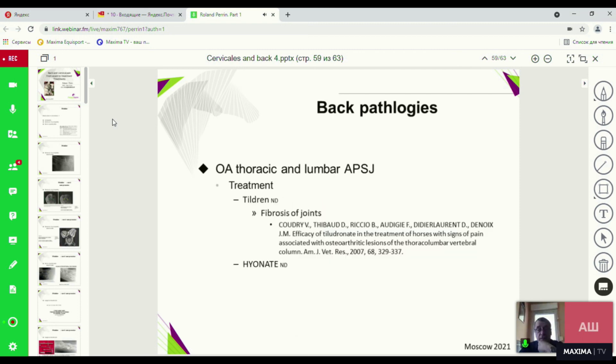Of course, you can use some treatment. For example, the children is perhaps useful in the fibrosis of the joint, perhaps, but do you have a study about that?